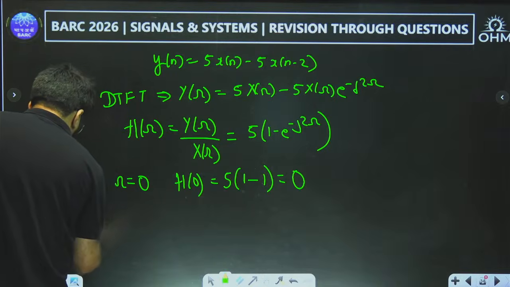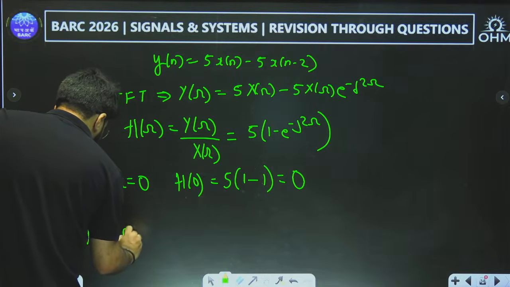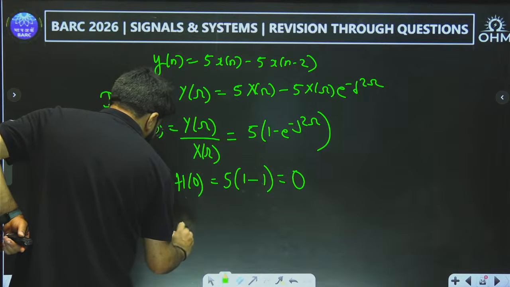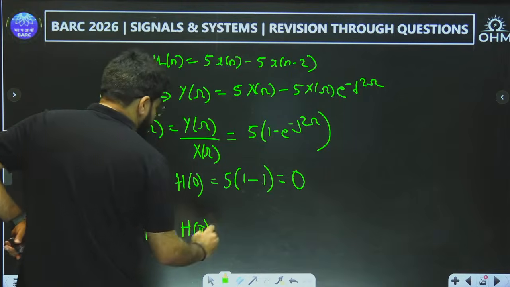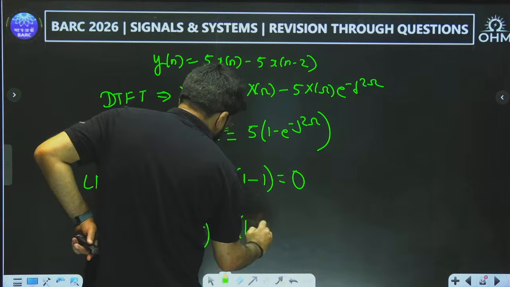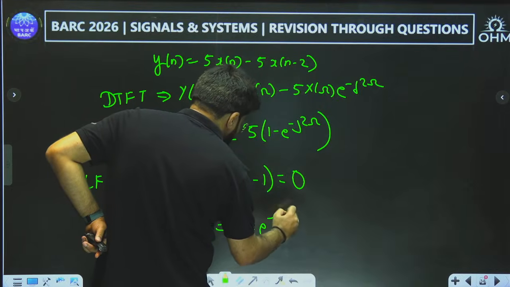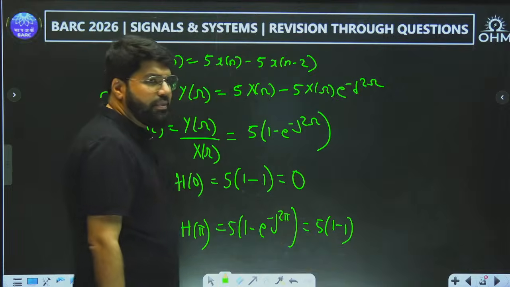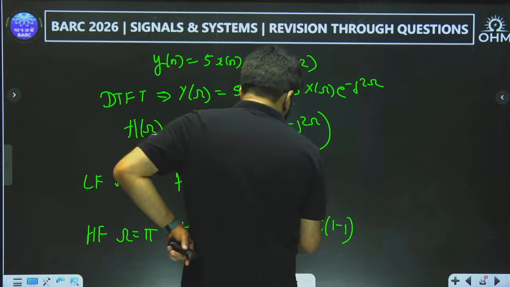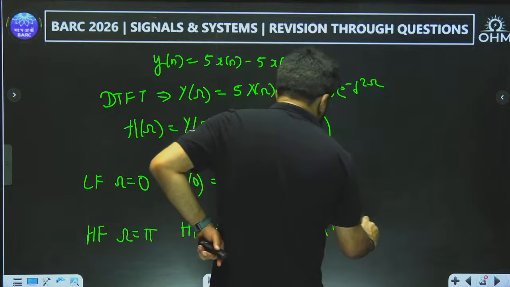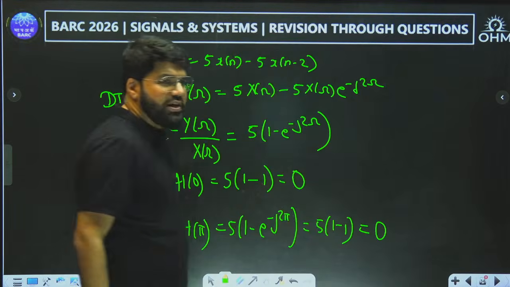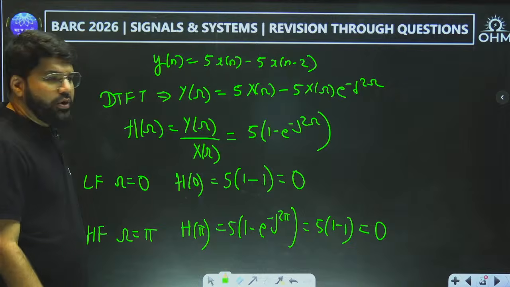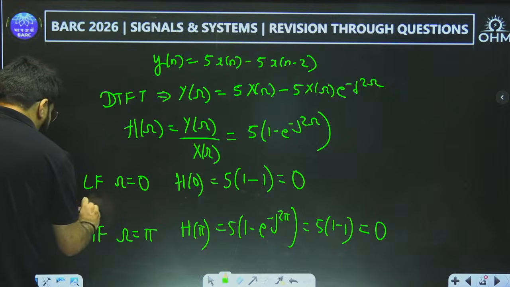Okay, when I go for high frequency, that is omega equal to pi. What is the high frequency in discrete domain? It is pi. Okay, H(pi) is 5 times 1 minus e power minus j2 pi, and minus j2 pi is again 1. You can solve by cos theta minus j sin theta. Cos 2 pi is 1, sin 2 pi is 0. So 1 minus 1, again 0. It cannot be high pass also. It is also blocking the high frequency, 0 gain.